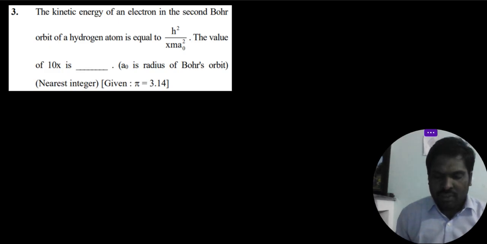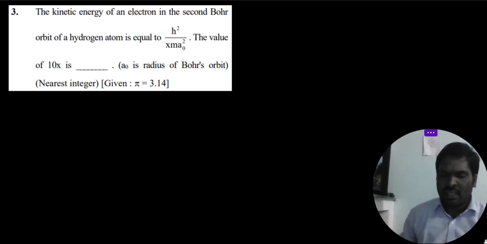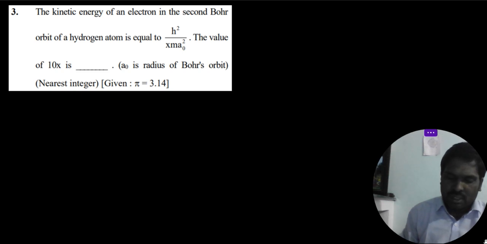Now I want to discuss a JEE Main 2021 question. The kinetic energy of an electron in the second Bohr's orbit of a hydrogen atom is equal to h square by x m a naught square. The value of 10x is. Here a naught is the radius of Bohr's orbit.